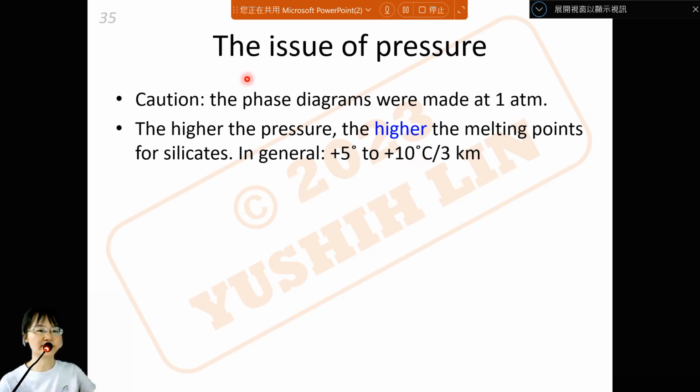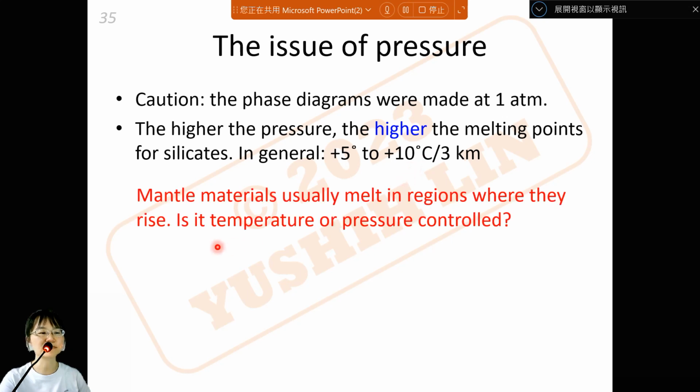Issue of pressure. The phase diagrams were made at 1 atmospheric pressure. The higher the pressure, the higher the melting point will be. In general, for every 3 kilometers, the melting point or the liquidus temperature will increase by 5 to 10 degrees.